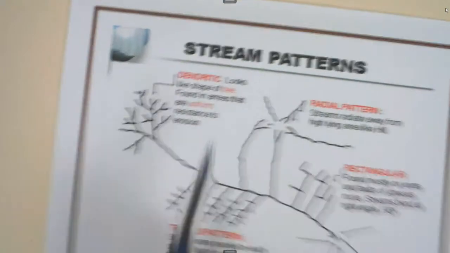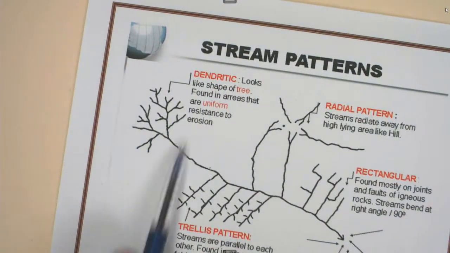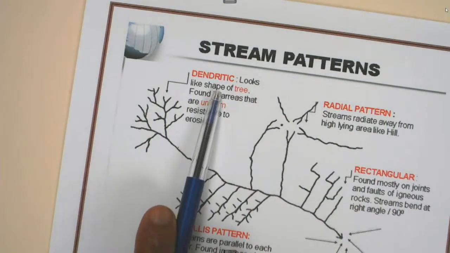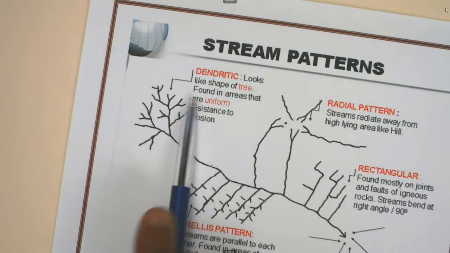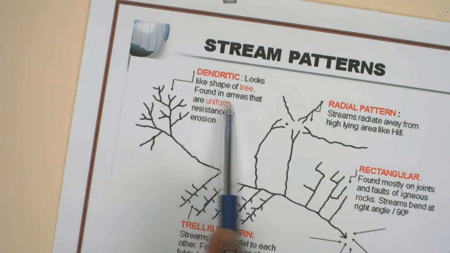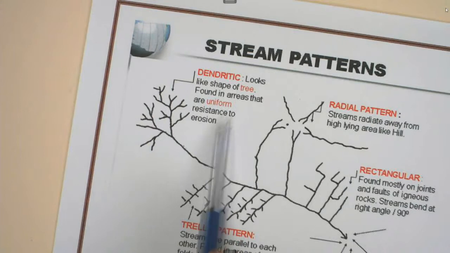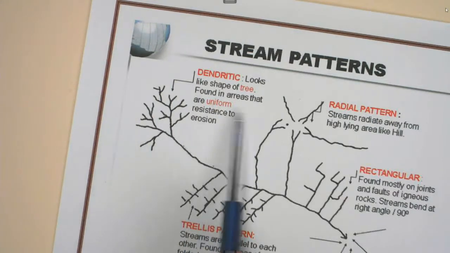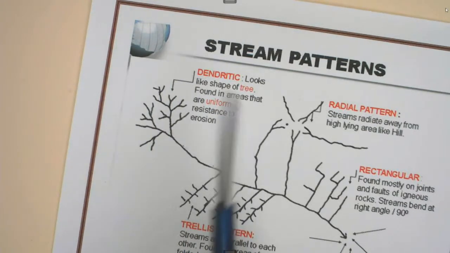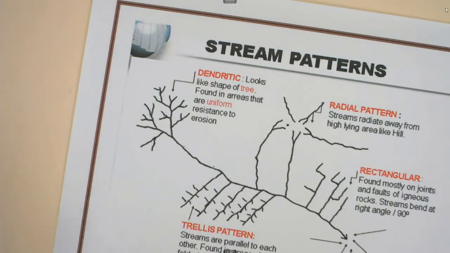Stream patterns. We have various stream patterns. Let us look at them. The first one, which looks like the branches of a tree, is a dendritic pattern. It is found in areas of uniform or similar resistance to erosion. It can be sedimentary rock or igneous rock.